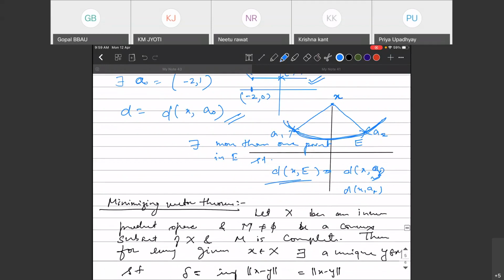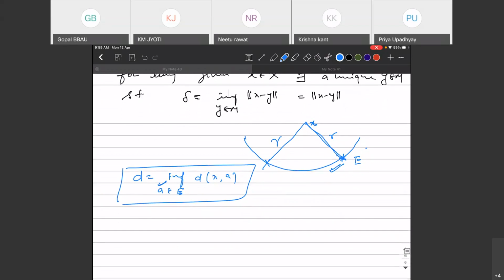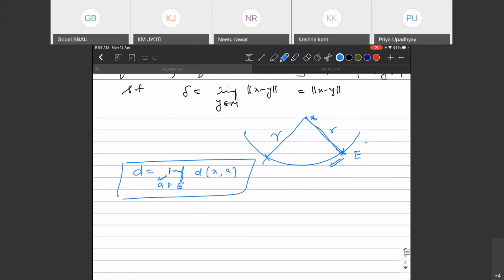In the third case, the distance exists, meaning the points exist, and the infimum is attained at many points. And if you see, this is not a convex set. If you take this point and this point, the line joining these two points does not belong to E. So this set does not give uniqueness.